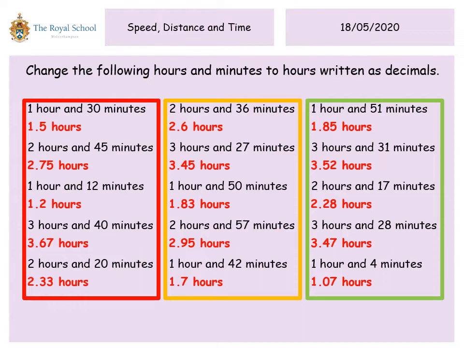If you're doing the first orange one, then we've got 2 hours and 36 minutes, so it's only going to be 2 point something, and 36 divided by 60 would give you the 0.6, and then piece those together to give us 2.6 hours. And finally the green one, we've got 1 hour and 51 minutes, so it's only 1 point something as hours, and then 51 divided by 60 would give you that 0.85. Piece them together, we get the 1.85.